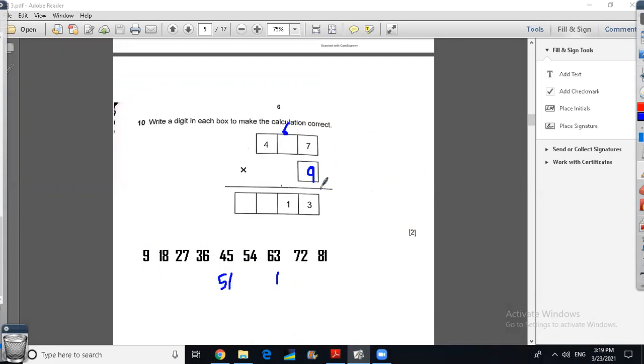What is the number that I should multiply 9 by to give me 45? It is 5. 9 times 5 is 45. 45 plus 6 is going to be 51. So 1 here and the 5 carried up. Then here 9 times 4 is 36. 36 plus 5 is going to become 41.